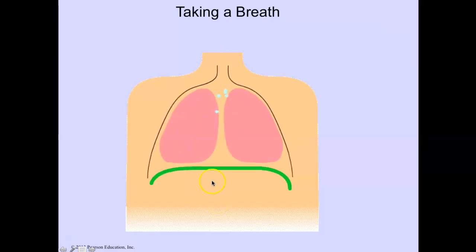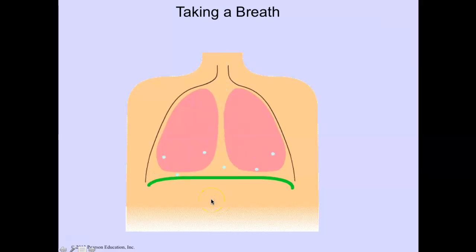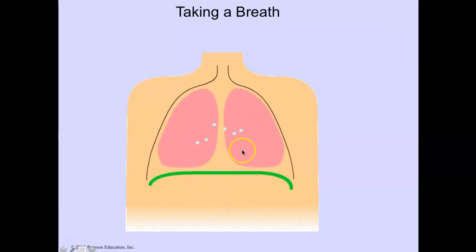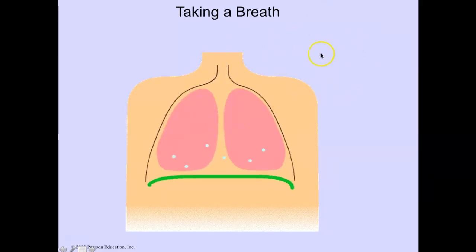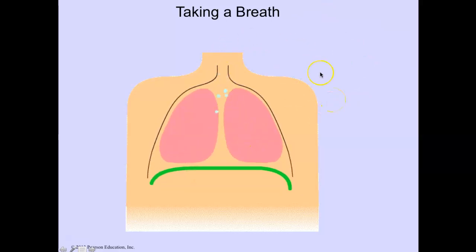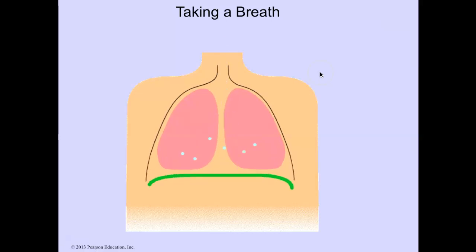And then when you relax the diaphragm, it goes up. The thoracic cage gets smaller. When it gets smaller, the pressure builds up. The air pressure outside is less, so the air particles naturally flow out. So that is breathing.